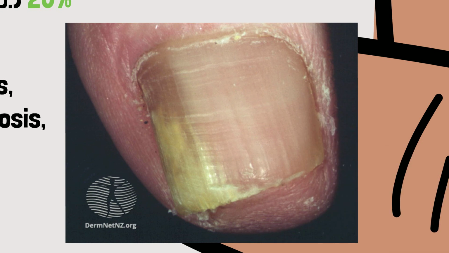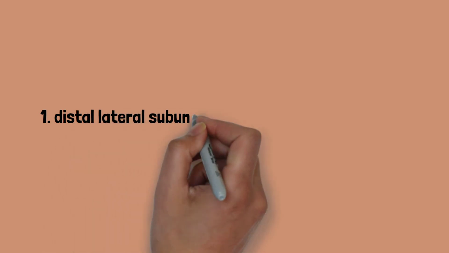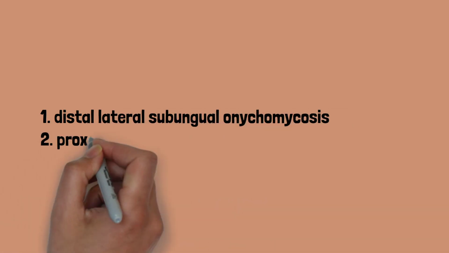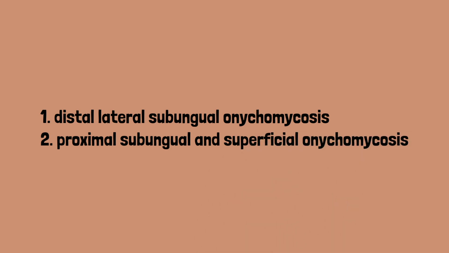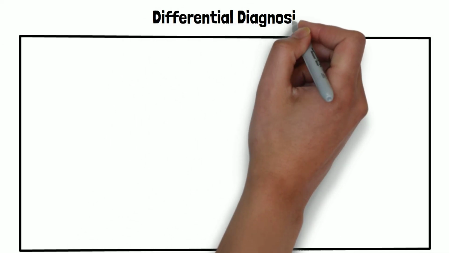Onychomycosis presents as yellow to white spots or streaks on the nail, subungual hyperkeratosis, thickening of the nail, and distal onycholysis. There are different types of onychomycosis. While distal lateral subungual onychomycosis is the most common, proximal subungual and superficial onychomycosis often presents in immunosuppressed patients. Given the diverse presentation, there are various conditions that can actually mimic onychomycosis.